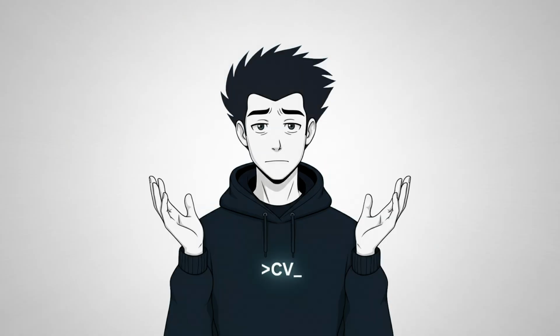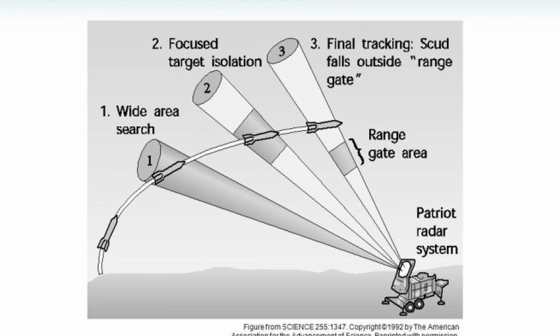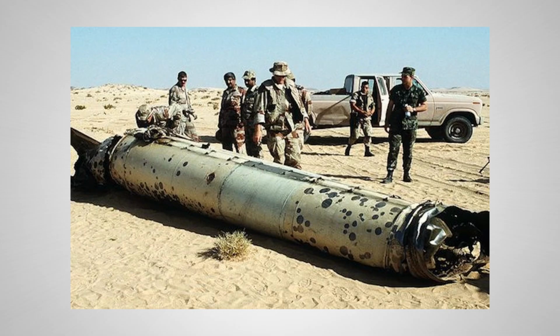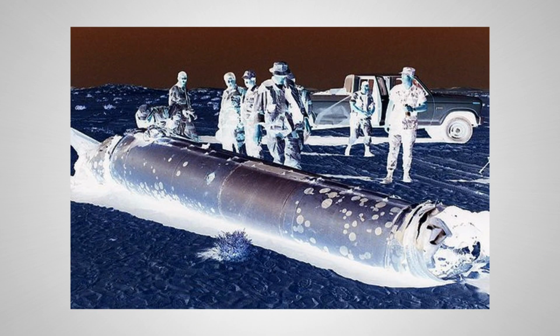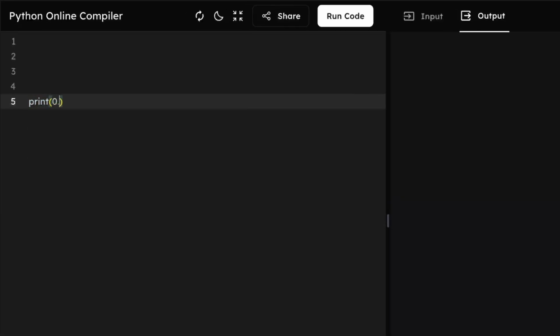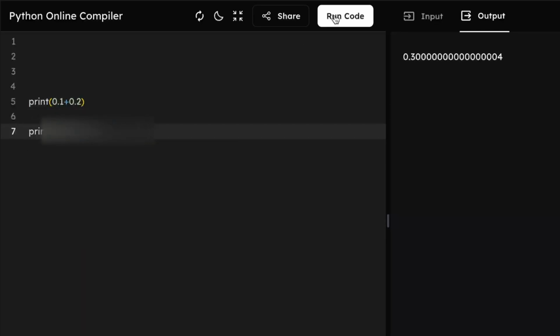Now you might think, who cares about such a tiny error? Well, these tiny errors can have huge consequences. In 1991, during the Gulf War, a Patriot missile failed to intercept an incoming missile because of accumulated floating point errors in its timing system. The error had built up over 100 hours of operation, causing the system to look for the enemy missile in the wrong part of the sky. 28 soldiers lost their lives. Even in everyday programming, if you write code like if 0.1 plus 0.2 equals 0.3, it will return false, potentially breaking your entire program logic.